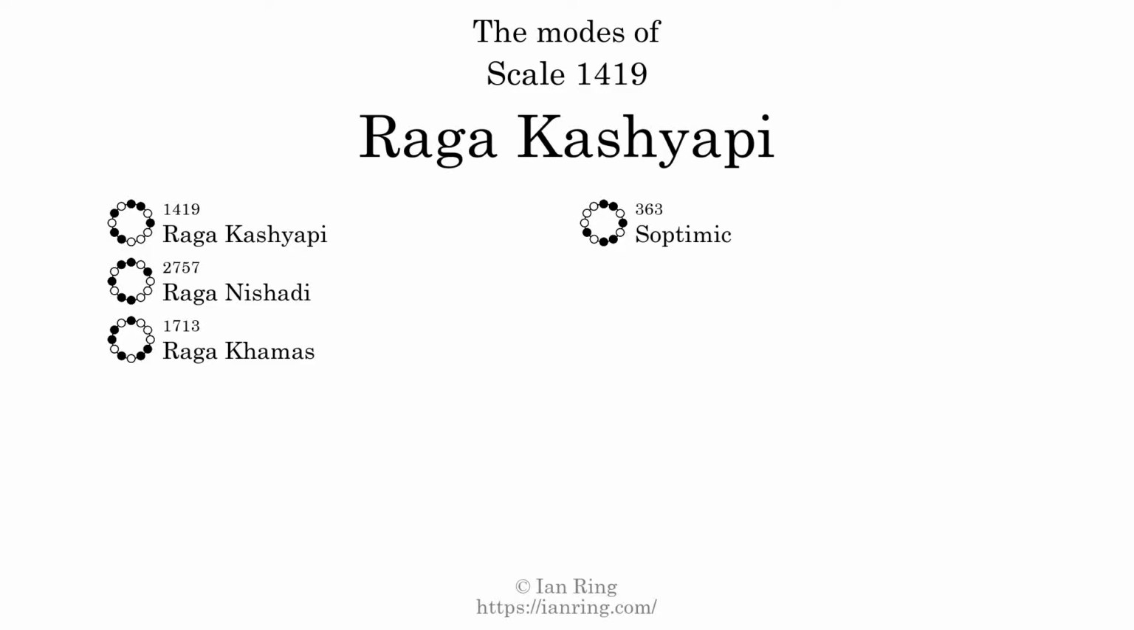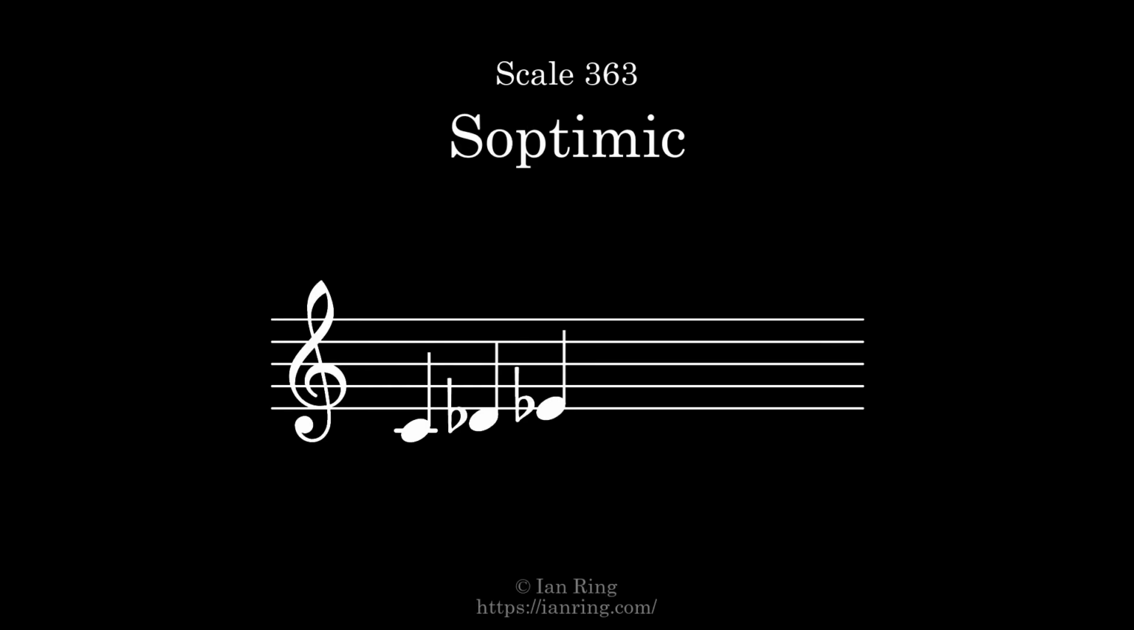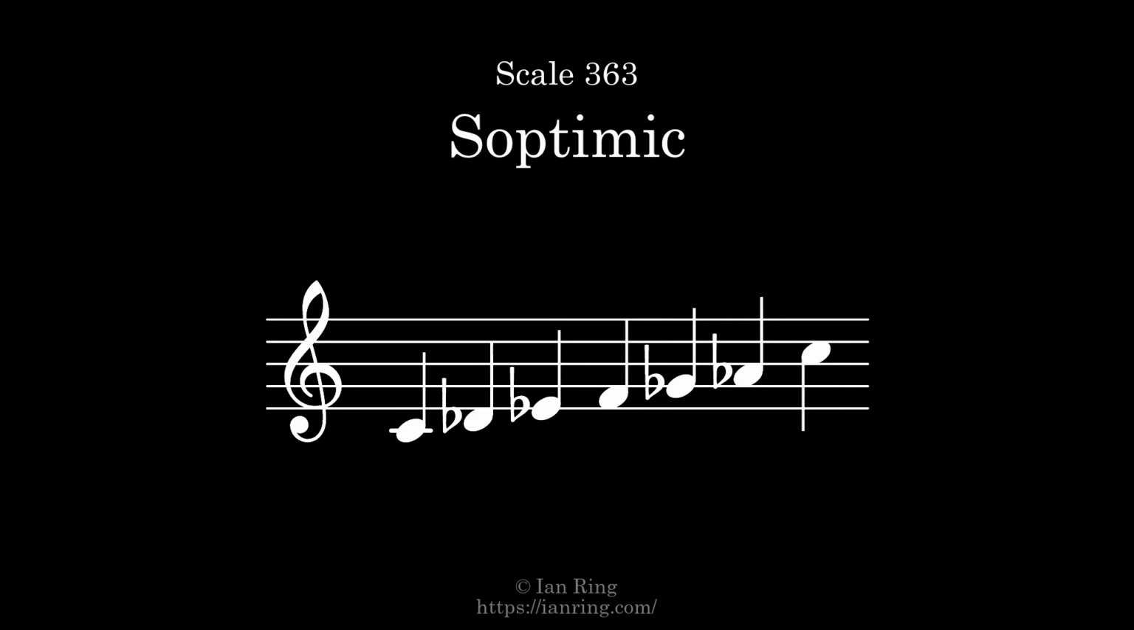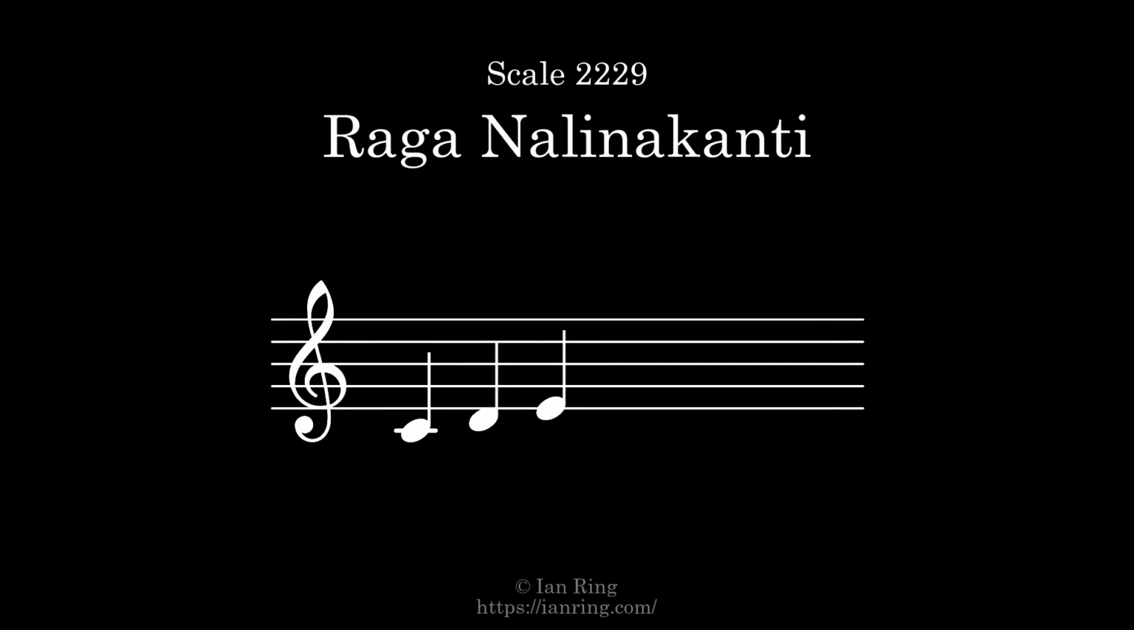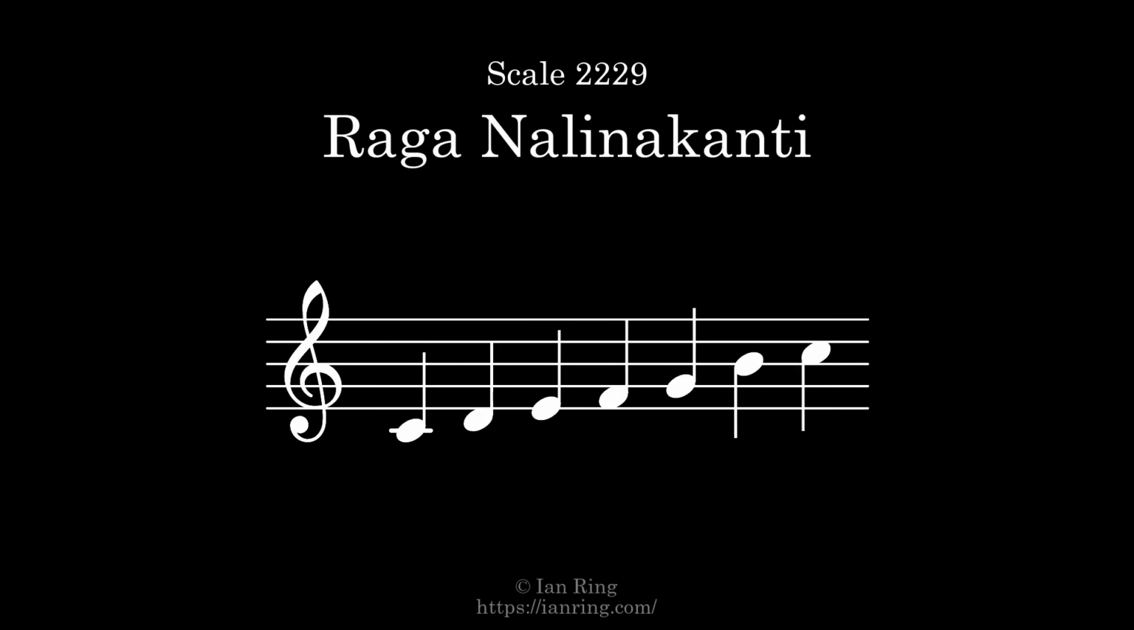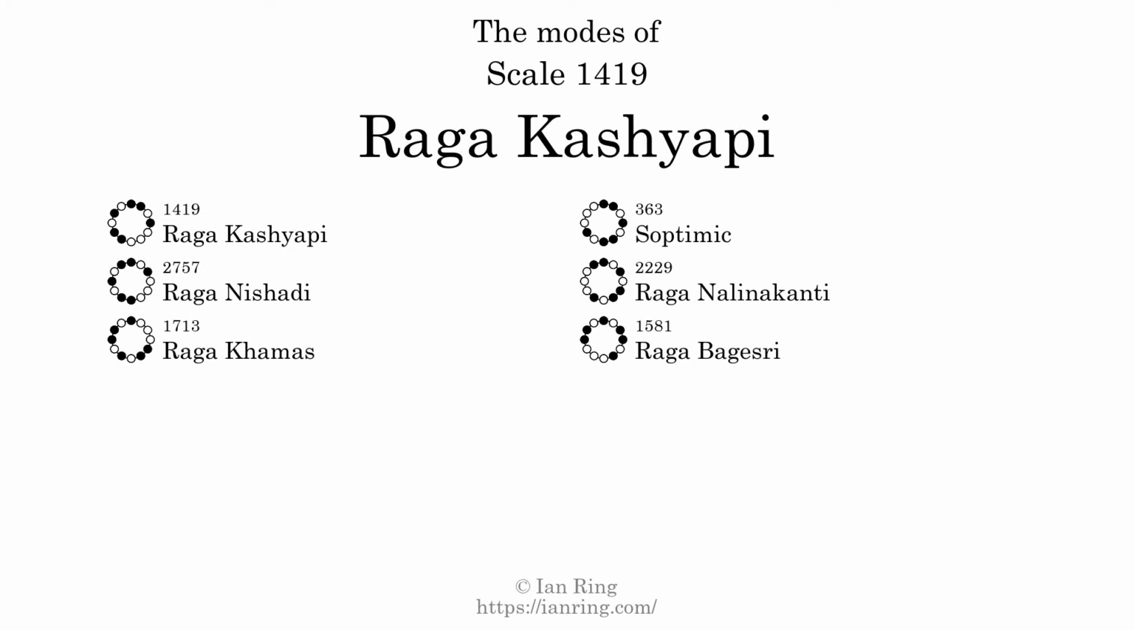The fourth mode is scale 363, also known as optimic. It sounds like this. The fifth mode is scale 2229, also known as Raga Kashyapi. It sounds like this. The sixth and last mode is scale 1581. Also known as Raga Kashyapi. It sounds like this.